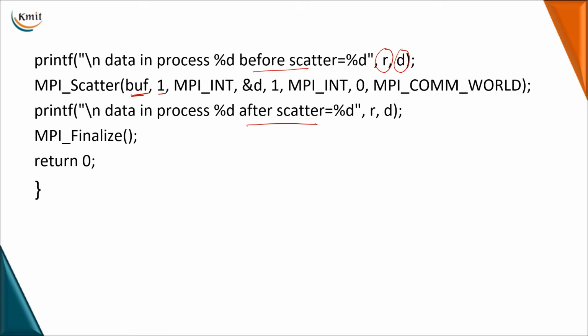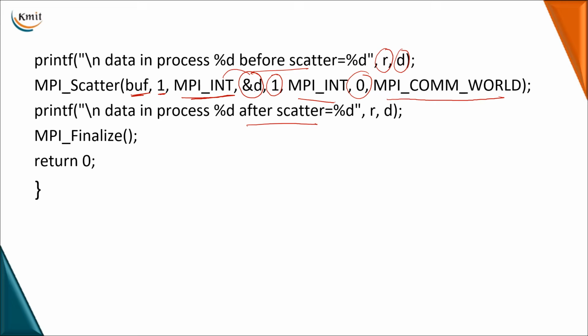How many values are you sending? One value. What is the data type of this particular thing? Integer. And where do you want this data to be stored at the receiving end? This is the address of the receiving buffer. How many values does it have to receive? One value, and the data type of it. And who is scattering the value? Process 0, so the rank of it would be 0, and this is the MPI communicator.